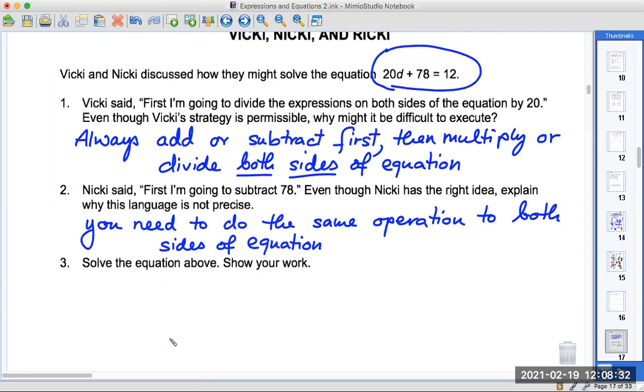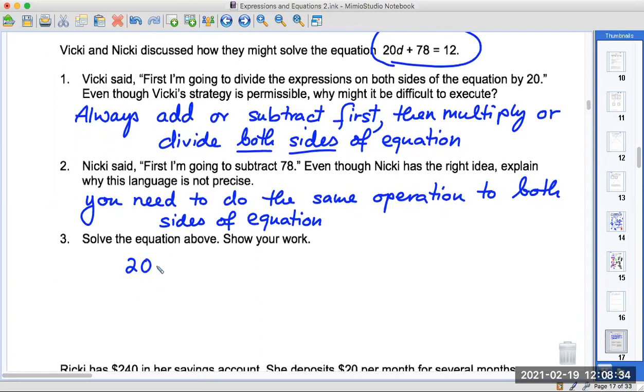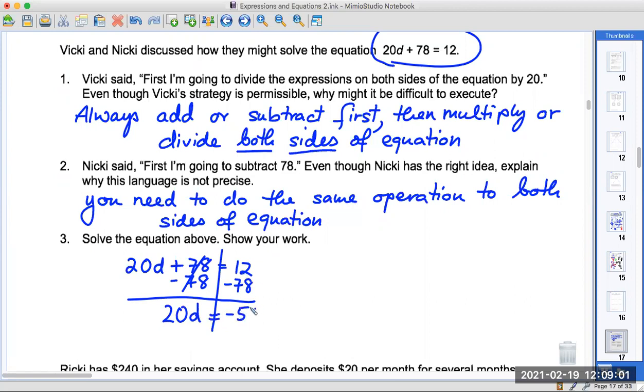And now we're going to solve the equation. So 20 times the number D plus 78 is equal to 12. And I'm going to use algebra, so I subtract. I start by subtracting 78. And you're saying, why does she subtract? It's the opposite of adding. You do the opposite. These are the ones that are getting moved to the other side. They go away. 12 take away 78 is negative 58.